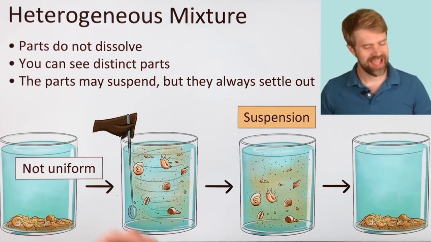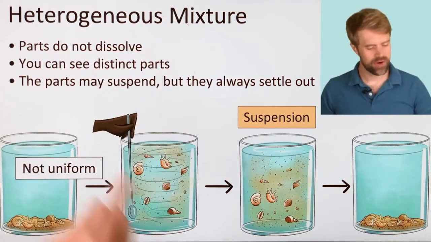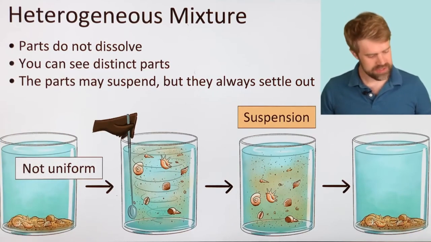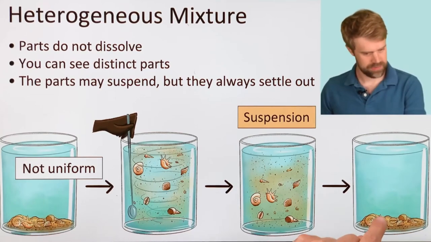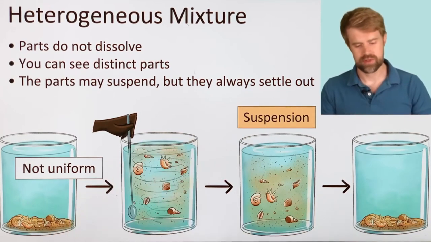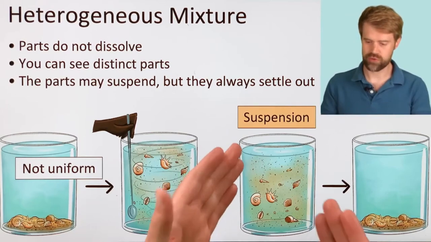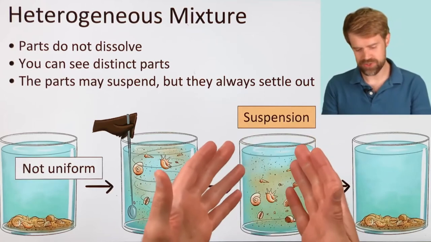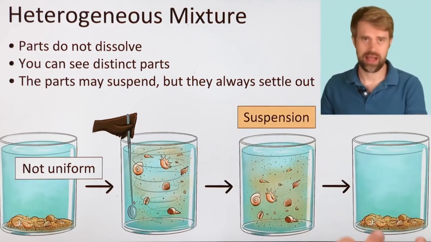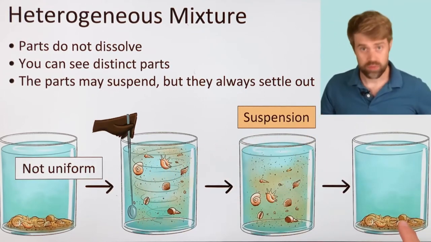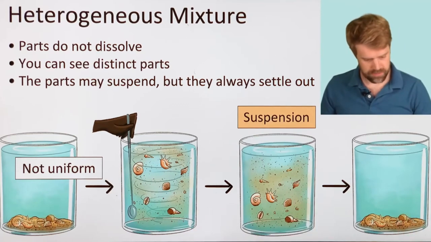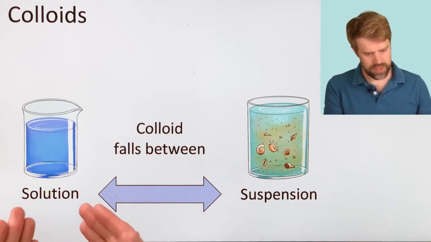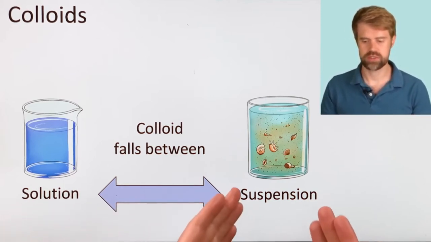On the other hand, in a heterogeneous mixture, the parts don't dissolve. Here is sand and water. You can see the distinct parts here. Now, if you stir things up, the different substances may hang in the water for a moment to make what's called a suspension. But the parts always settle back out again. The particles here are relatively big. See them? So a colloid falls somewhere between a solution and a heterogeneous suspension.